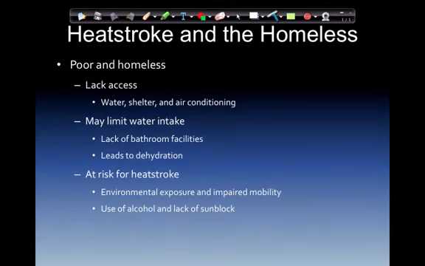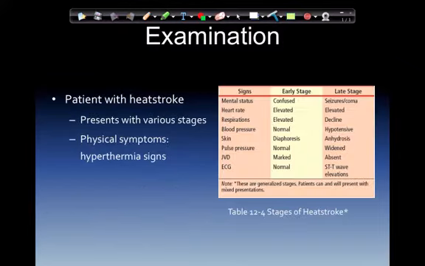Heat stroke in the homeless. The poor and homeless sometimes lack access to things like water, shelter, and air conditioning, which may limit their water intake. Lack of bathroom facilities leads to dehydration as well. At risk for heat stroke: environmental exposure, impaired mobility, use of alcohol, lack of sunblock. All of those factors precipitate the possibility of them going into heat stroke. Acclimatization is what is required to get your body acclimated to the surrounding environment.